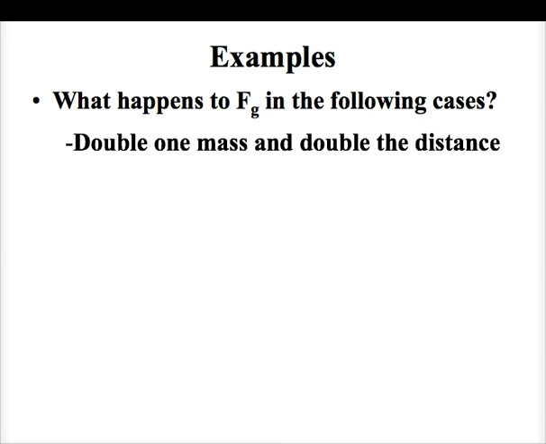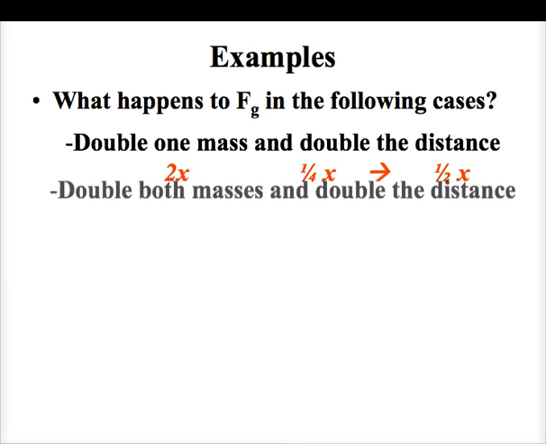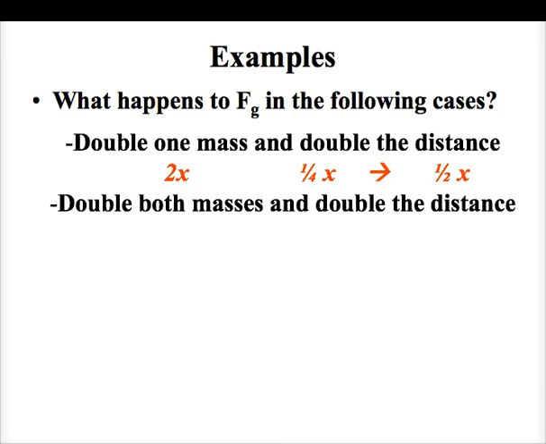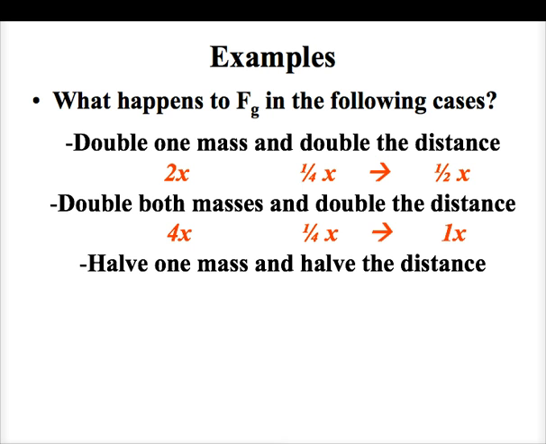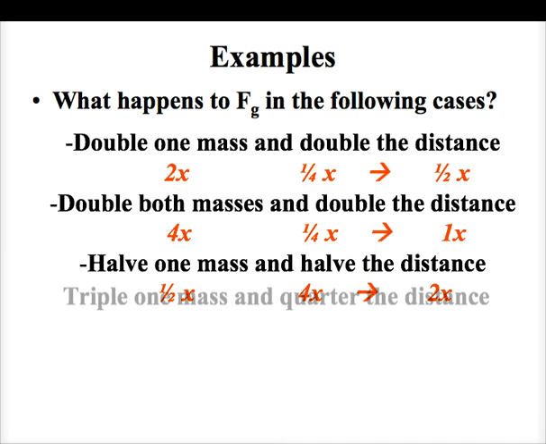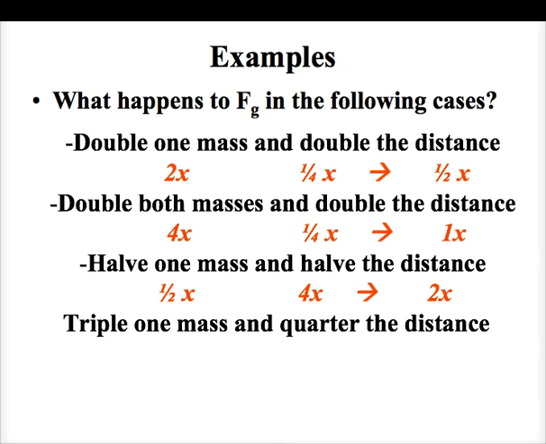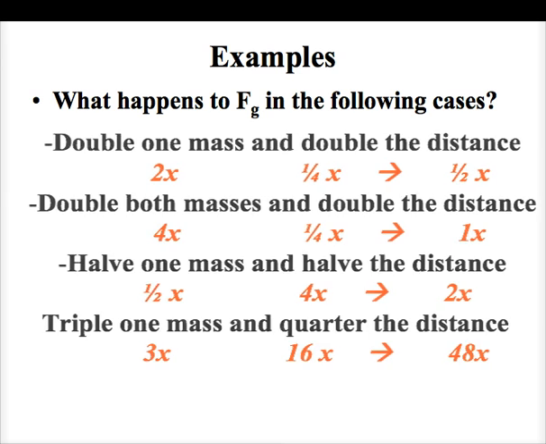Let's combine them, shall we? Double one mass and double the distance. 2x times 1/4 x equals 1/2 x. How about doubling both masses and doubling the distance? Well, 4x times 1/4 x equals 1x. Half one mass and half the distance? Yeah, 2x. Triple one mass and quarter the distance. That's 48x.